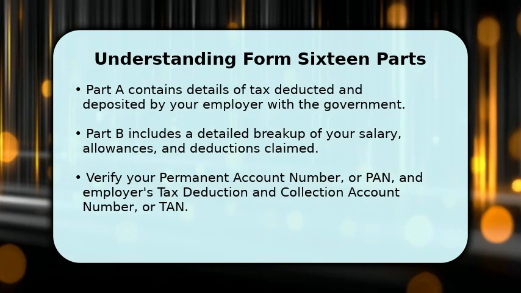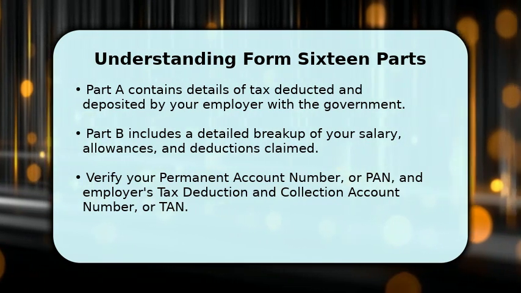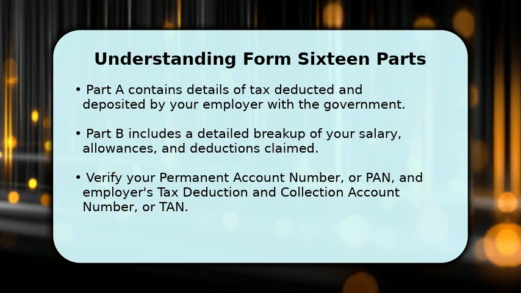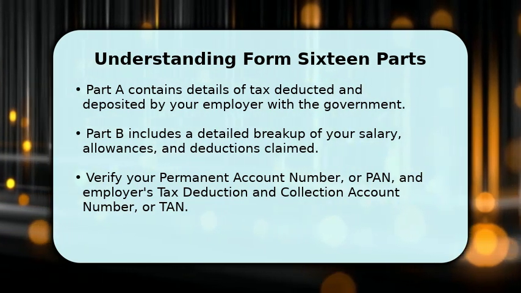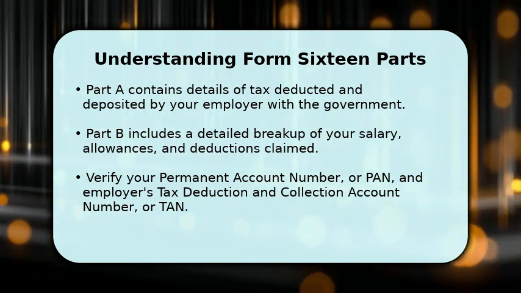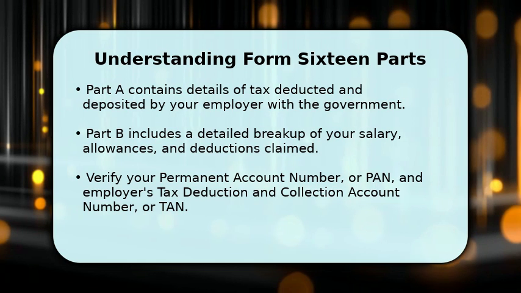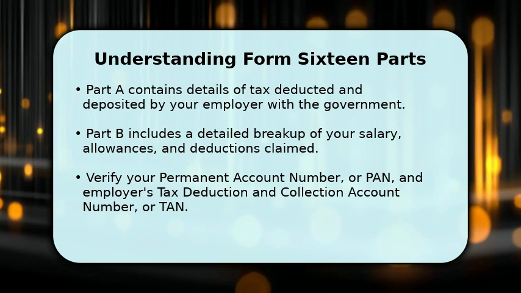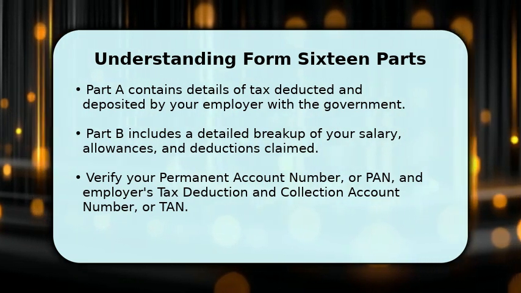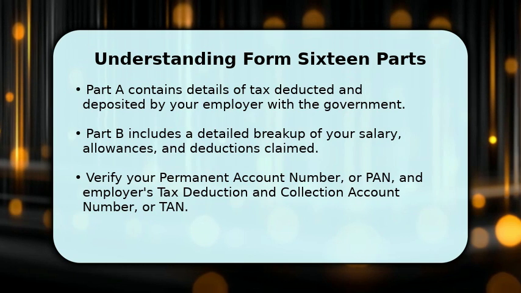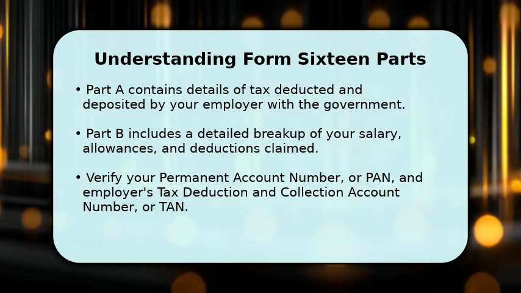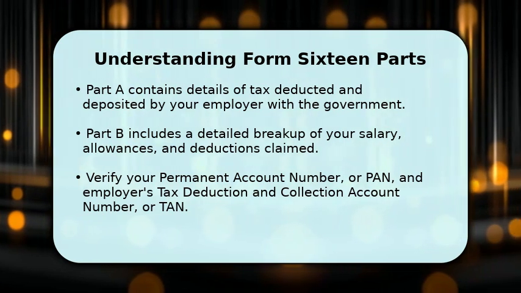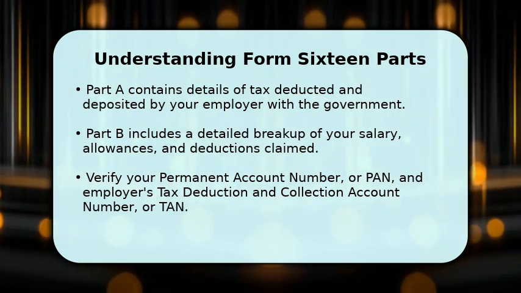Form 16 is divided into two main parts, each serving a distinct purpose. Part A provides a summary of the tax deducted by your employer and deposited with the government, along with your PAN and the employer's TAN. Part B offers a comprehensive breakdown of your gross salary, any exempt allowances, and deductions under various sections like 80C and 80D. Carefully reviewing both parts ensures all figures are accurate before you proceed with your tax filing.